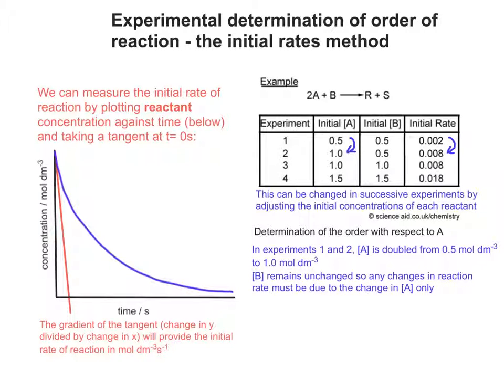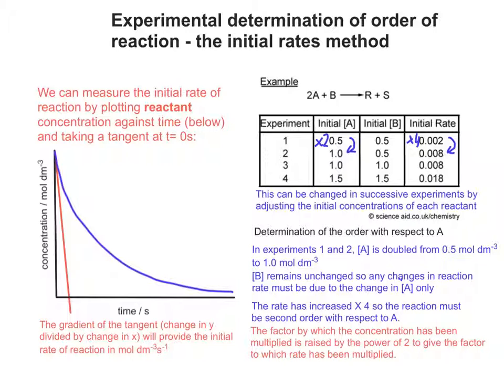So if you look at experiments 1 and 2, the concentration of A is doubled from 0.5 mole per decimeter to the minus 3 to 1.0 mole per decimeter to the minus 3. So the reaction has to be second order with respect to A because the initial rate has increased by 4. So in other words, the factor by which the concentration has been multiplied, which is 2, has been raised to the power of 2. So 2 to the power of 2 gives you 4. So 4 is the factor by which the rate has been multiplied. So that power is the order.